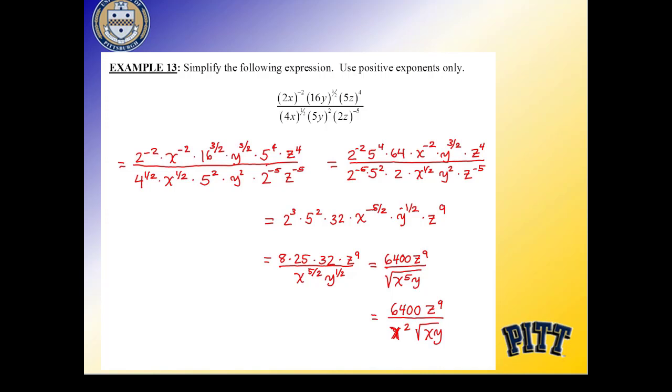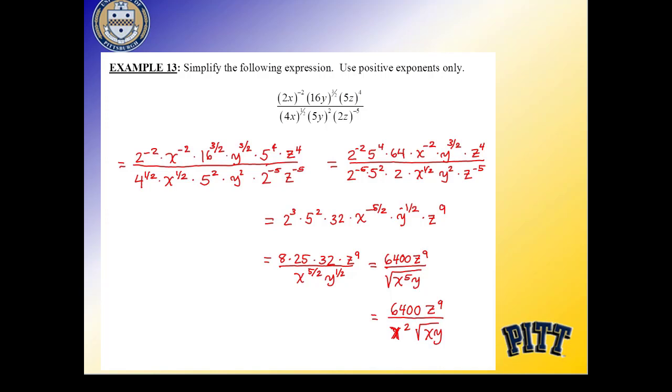So what happens is, if I do 2 to the negative 2 power divided by 2 to the negative 5 power, when I divide two powers of the same base, in this case they both had a base of 2, I subtract the exponents. So negative 2 minus negative 5 would be 3. The same thing with the powers of 5. 5 to the 4th divided by 5 squared. When I divide those two powers of 5, I subtract the exponents. 4 minus 2 is 2. 64 divided by 2 is just 32.